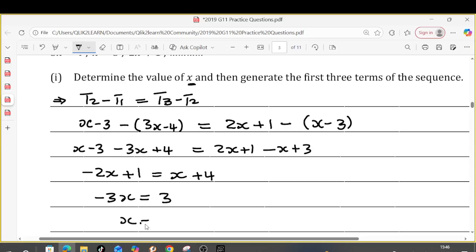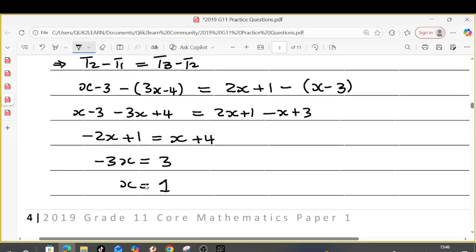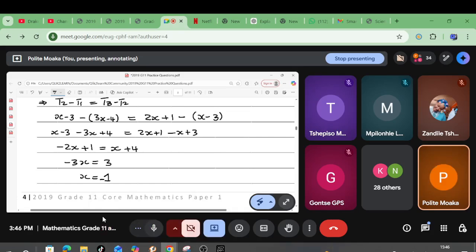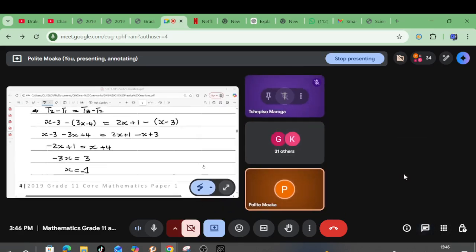Therefore, what is x? Someone got negative 1, which is correct. Thank you very much. Wow, that was fast. You solved that question so fast. Who gave us the right answer? Let me quickly check.